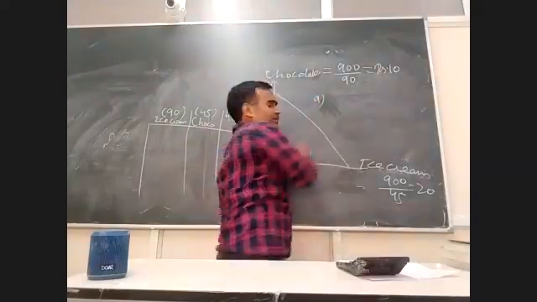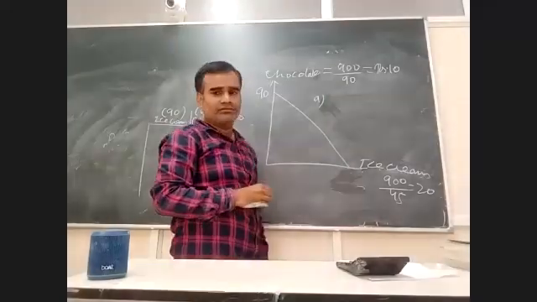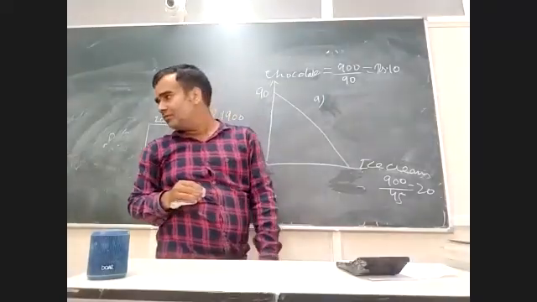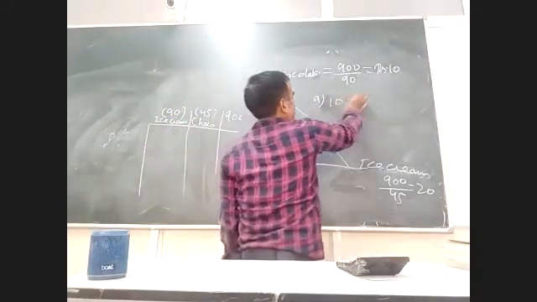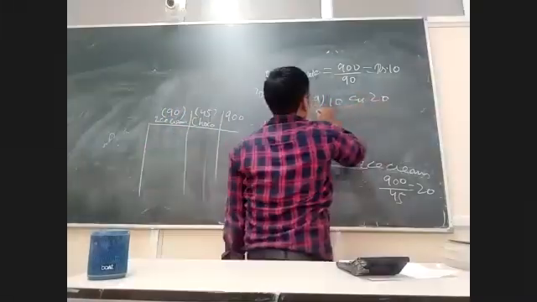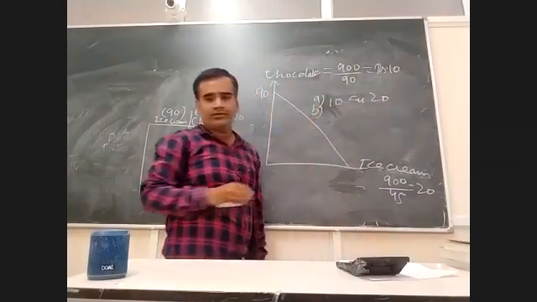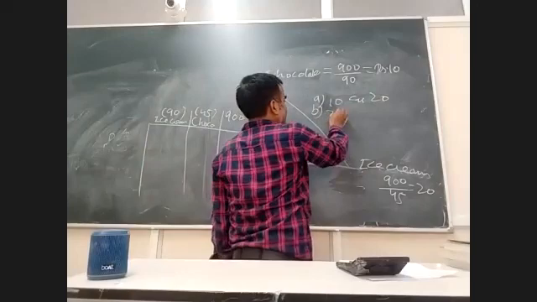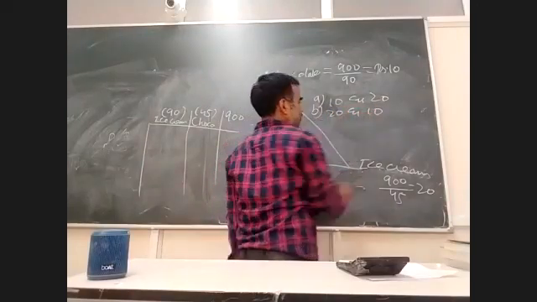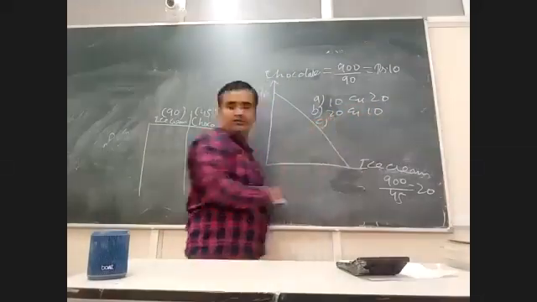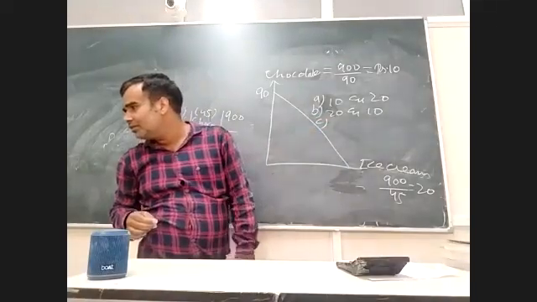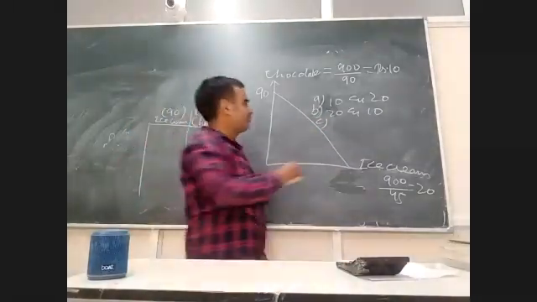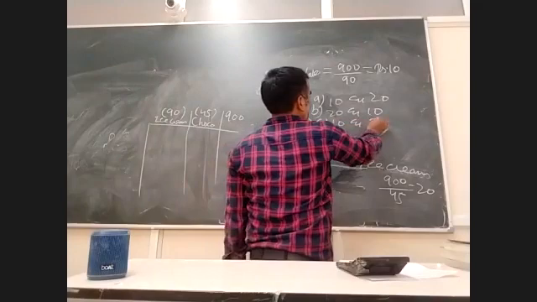Now option A, Darshan. Option A is what? 10 and 20 rupees. Option B? 20 and 10. Option C? 10 and 5. So tell me, which is the correct answer?